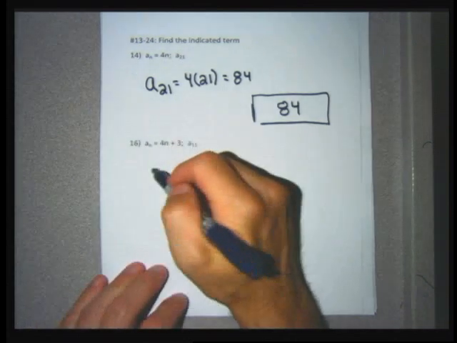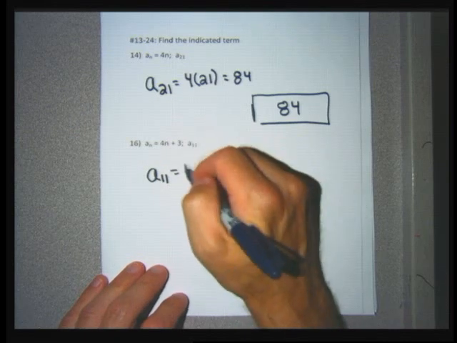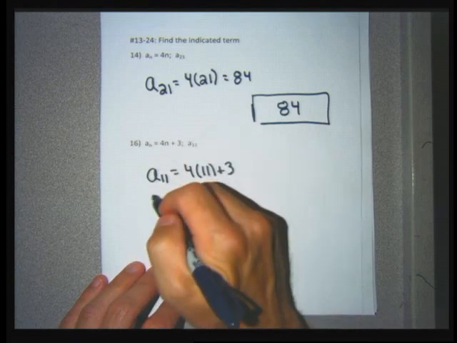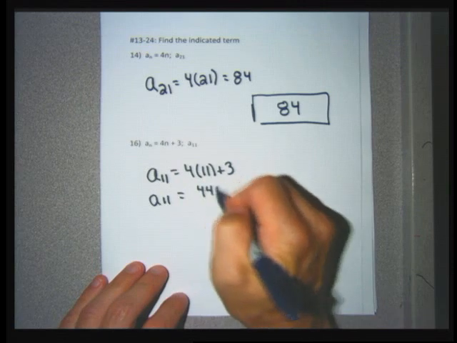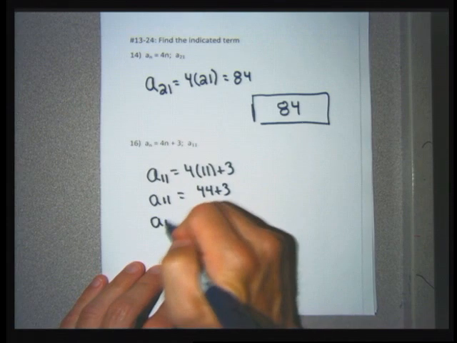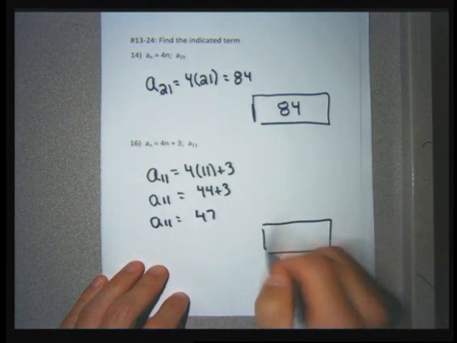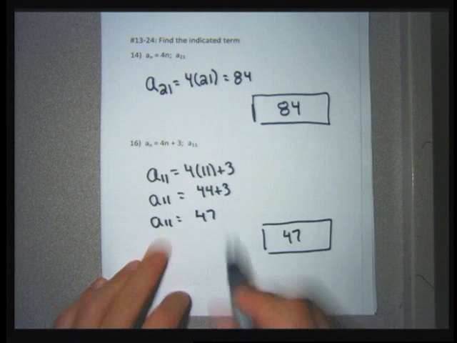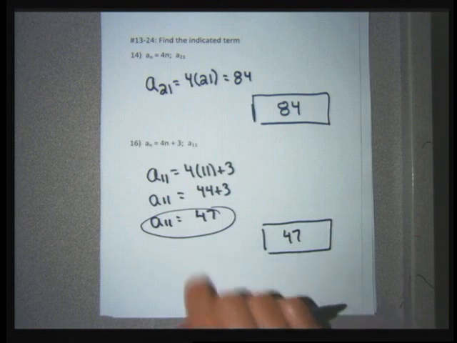16 wants me to find the 11th term in the list. To find the 11th term in the list, I'm going to go a sub 11 equals 4 times 11 plus 3. So a sub 11 is going to be 44 plus 3. The 11th term in this list is going to be 47. My answer as the 11th term in the list is going to be 47. I could have written this for an answer. That would have been probably more correct, but ultimately I'm just looking for the value to the right of the equal sign.